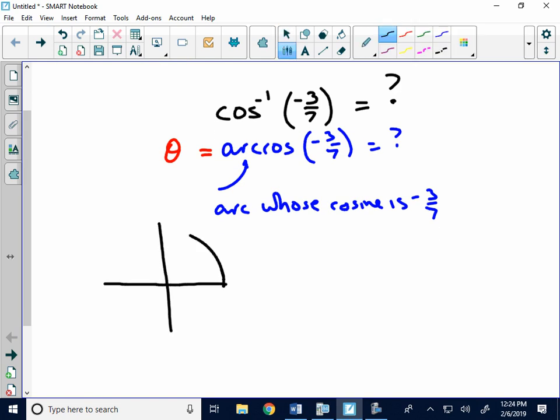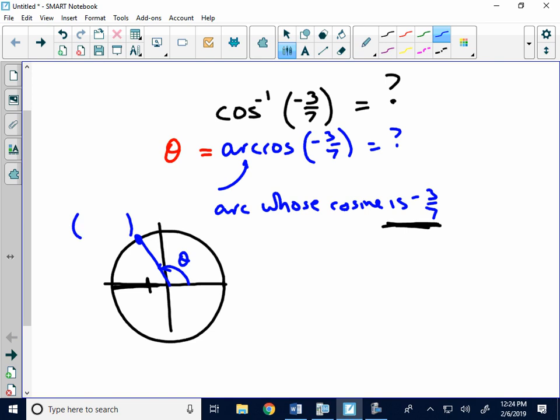So it says the cosine is negative. Cosine is x coordinates, so that's going over here this way, and it's negative 3/7, which is about there. So I have this point, and there is an angle or an arc theta. And the only thing I really know about this ordered pair is the x-coordinate is negative 3/7. I really don't know much about the y-coordinate.